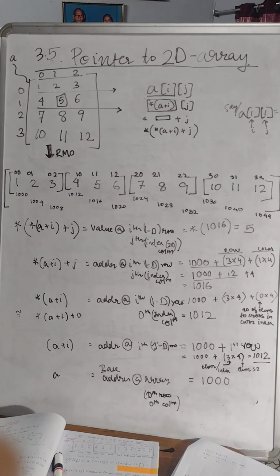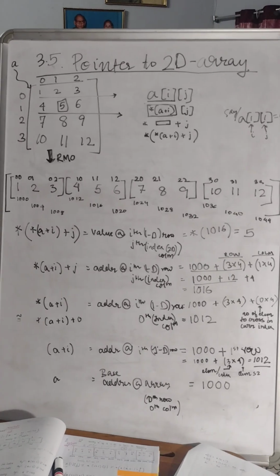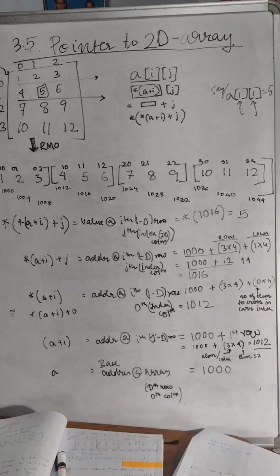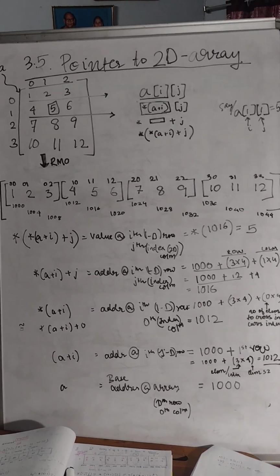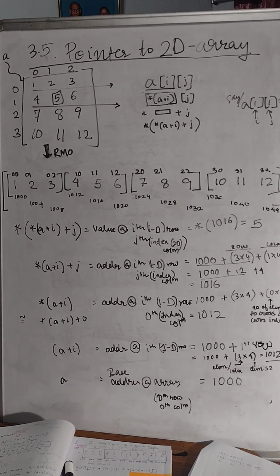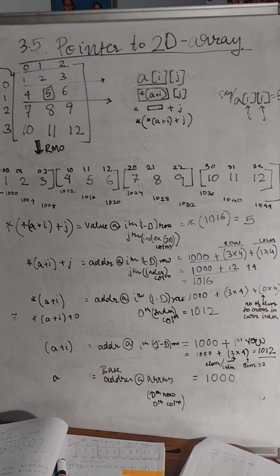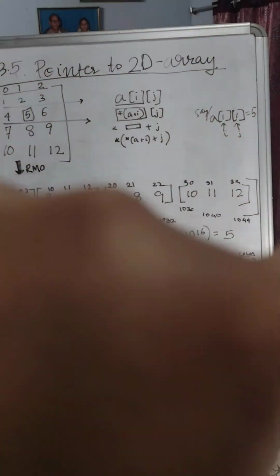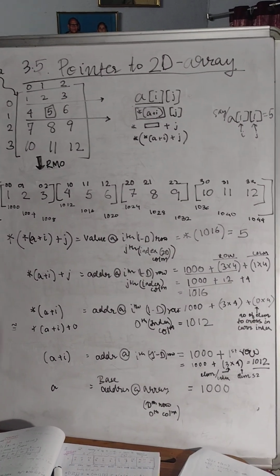So we will again traverse from this base address, and then see how we are dereferencing a value at a particular row and particular column. So A gives us the base address of the array, that is the 0th row and the 0th column, which has a value of 1000. Now suppose we want the value of A of 1, which is the first row and the first column, and it has stored a value of 5.